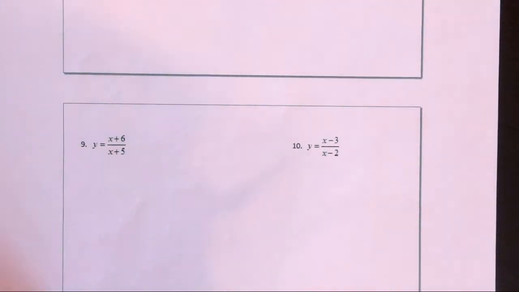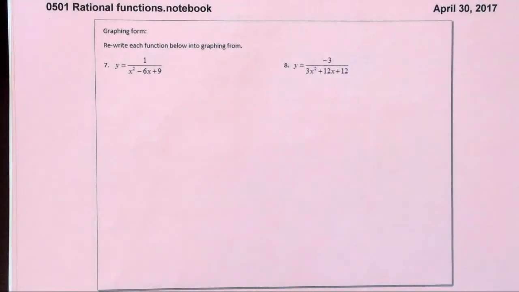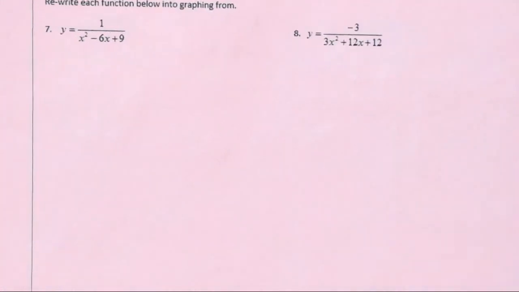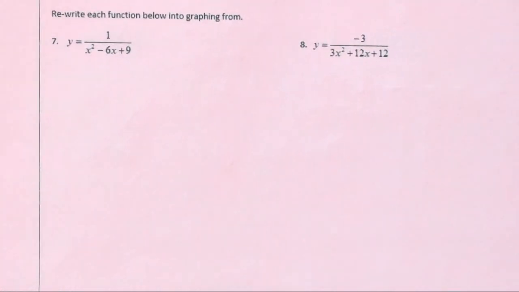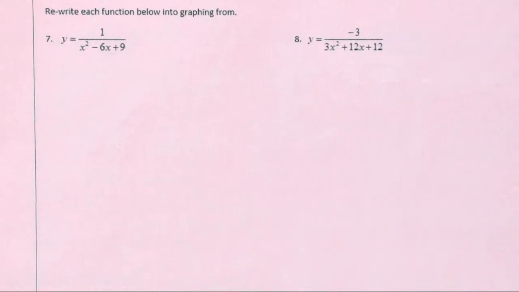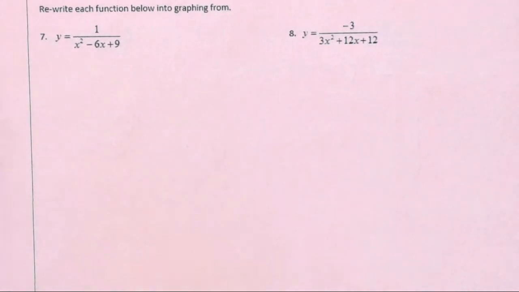Okay. All right, so now that we've talked about transformations, we're going to look at what we do if it's not in graphing form. So now we're going to focus on putting some equations in graphing form. The first step to putting things in graphing form is, if you can, to factor. So that's what I'm going to start with.